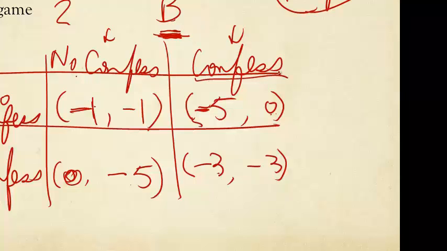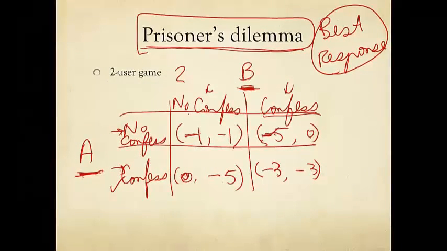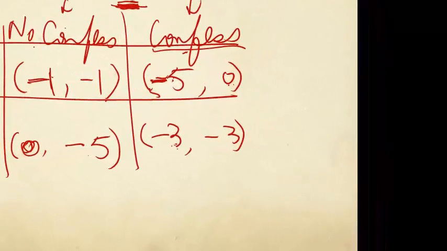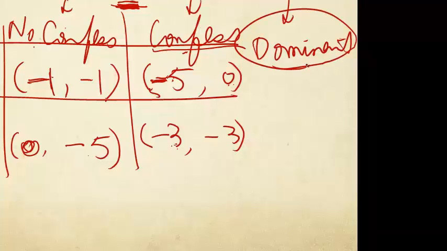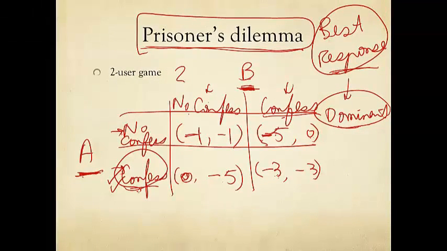But B may also choose to confess. I don't know. And in that case, what should I do? Well, I'm basically comparing -5 and -3 here. Still, confess is the better choice. Relative to -5, -3 is better. And therefore, confess is also the best response strategy if B chooses to confess. Now, B can only choose between two choices. So, A would say, hey, I have the same best response strategy no matter what. That is called a dominant strategy, if it is the best response strategy for all possible strategies by the other player. In this case, that is confess.